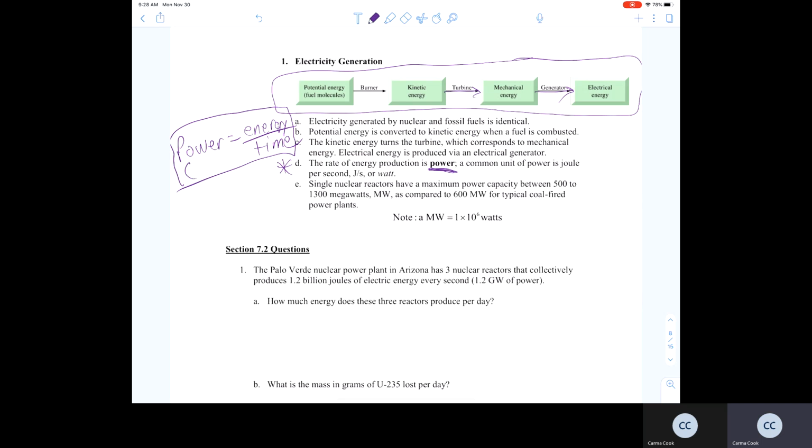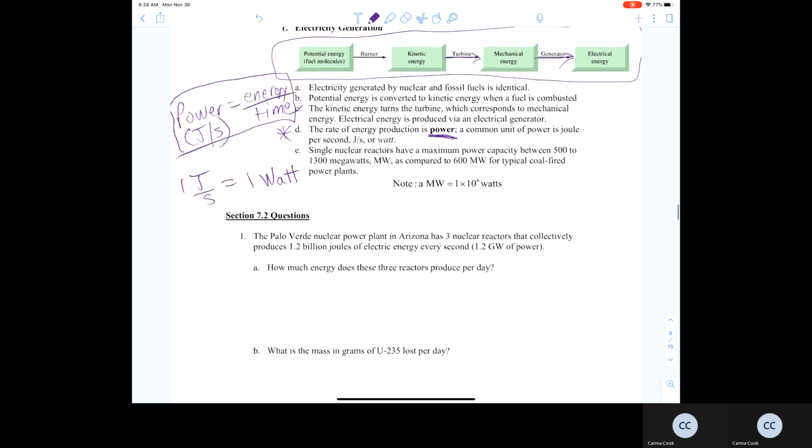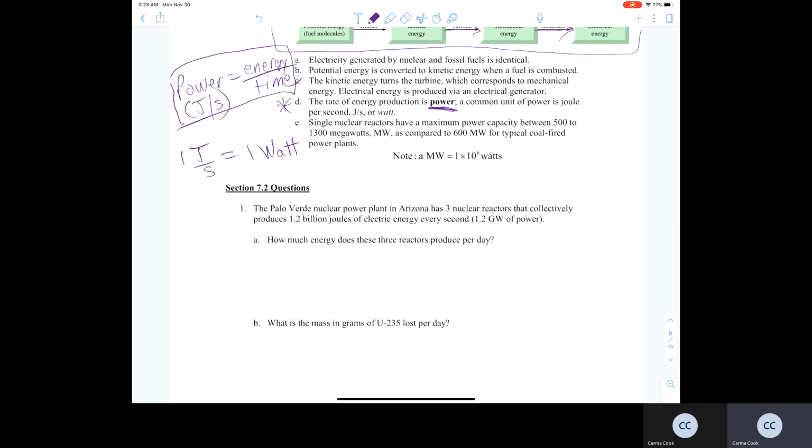Power is often expressed in joules per second, energy per time. 1 joule per second is equal to 1 watt. The watt is another popular unit for power. Single nuclear reactors have a maximum power capacity between 500 and 1,300 megawatts, as compared to just 600 megawatts for coal-fired power plants.